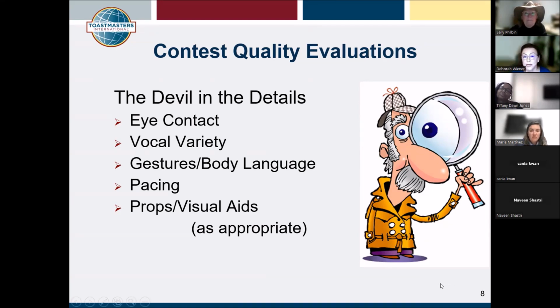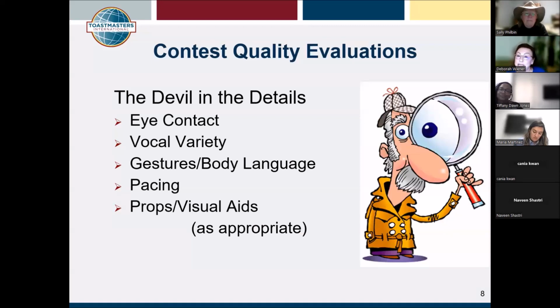Now, gestures and body language and pacing. Gestures, especially if you're on Zoom, a lot of times it's important to make sure you have that camera so people can actually see your hands. Some people don't stand up during their speeches, and sometimes when they do, they're so far back, you wouldn't even be able to see where their eyes were, based on the screen. So it does depend whether it's an in-person meeting or a hybrid or a Zoom meeting.